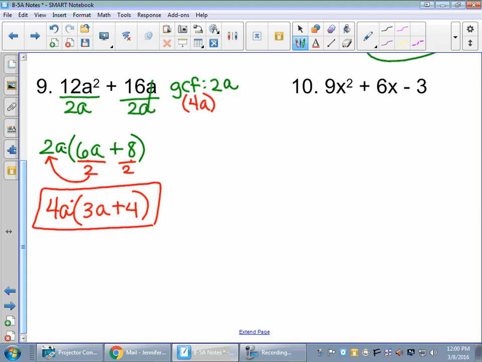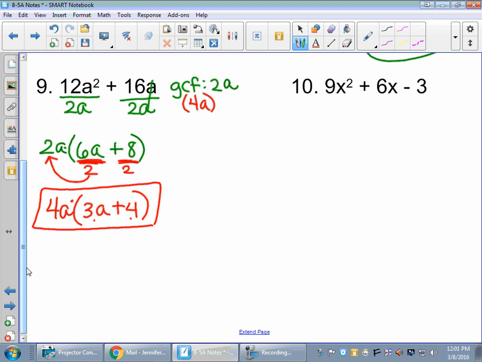Now, if I were to multiply both of those through, I would get the right answer. I would get 12a squared plus 16a. So multiplying through to check your answers only checks if you did the math right. You always have to check for more factoring just in case. So when I look at a 3a and I look at a 4, the only thing they have in common with each other is 1. So that means that term is now prime. We have the prime factorization of these numbers.